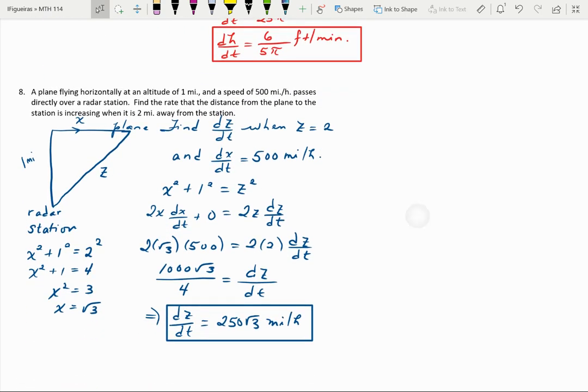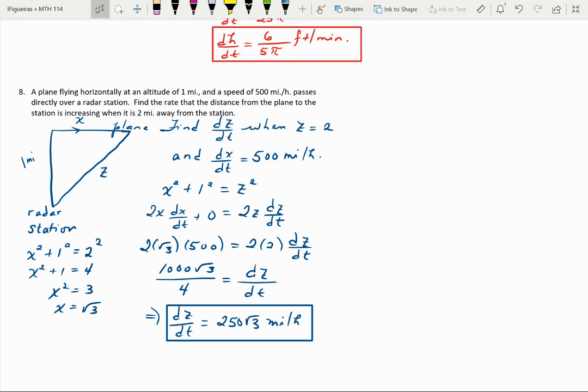Okay, so there's one more. We have a plane flying horizontally at an altitude of 1 mile and at a speed of 500 miles per hour passes directly over a radar station. Find the rate that the distance from the plane to the station is increasing when it is exactly 2 miles away from the station.